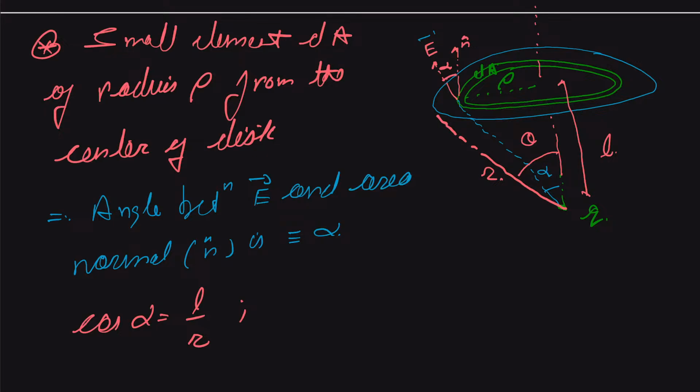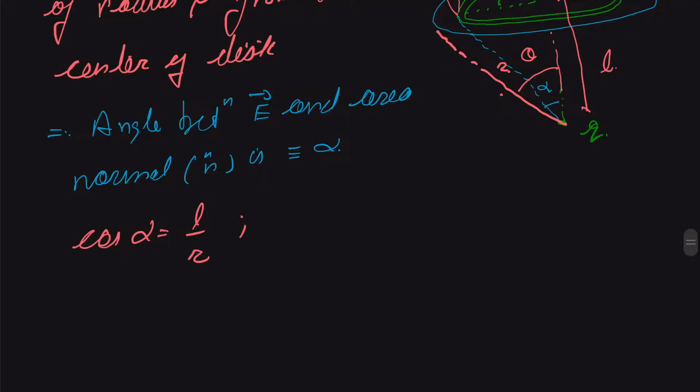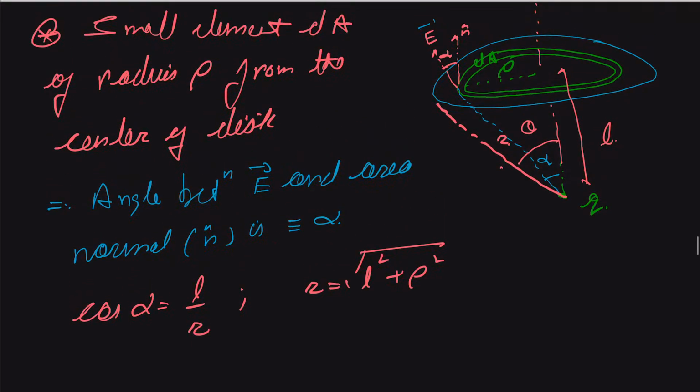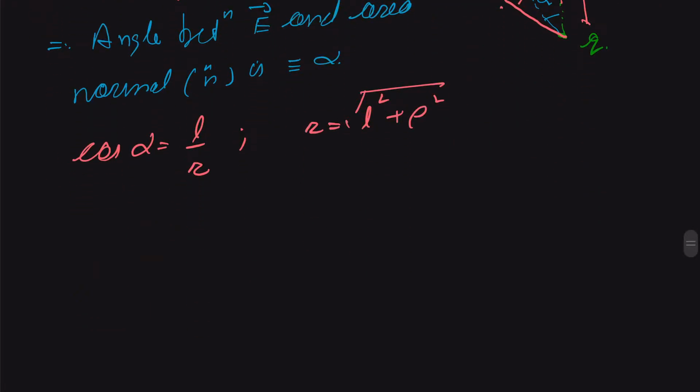Sorry, my mistake. This is not R, but this is R. And therefore we can say that our R will be equal to the square root of L square plus rho square. So because of this small area element dA, we can say that the flux will be equal to our electric field and our small area dA.